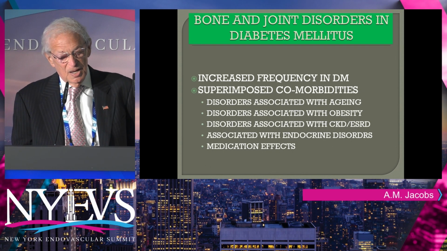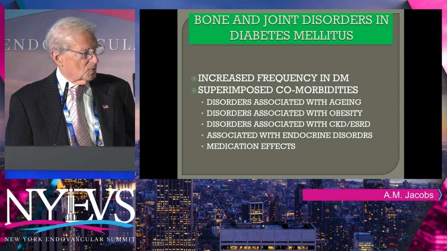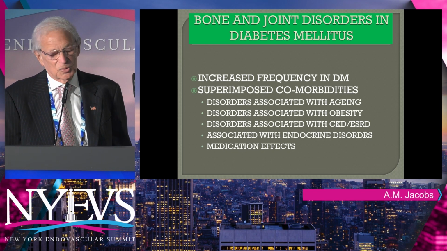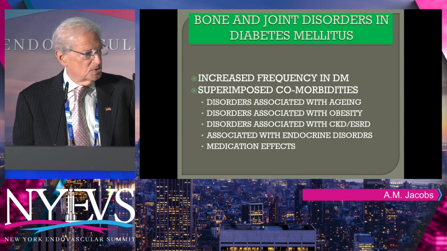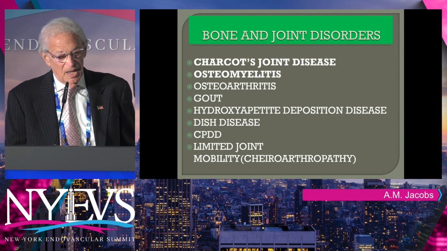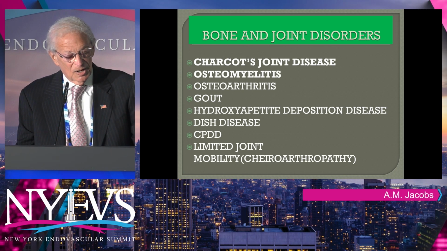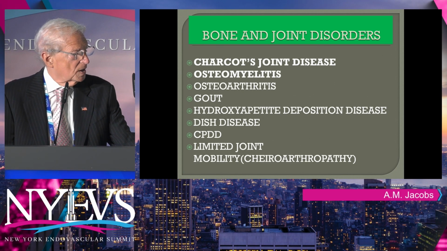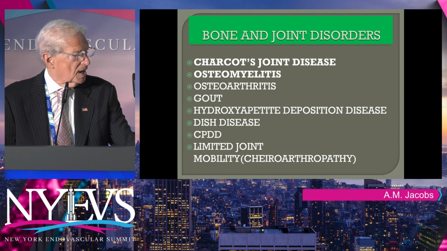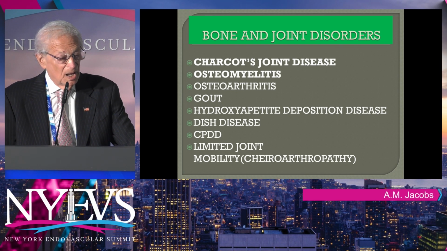So there are certain bone and joint disorders that we see that are more common in our diabetic patients. There are diseases that are more common in the diabetic, disorders more common with renal failure, disorders more common as we have aging, disorders more common in obese patients. And here's an example of some of them. We all know about Charcot's joint disease and osteomyelitis. Osteoarthritis occurs more commonly in patients that have diabetes, particularly the ones we're seeing who are older type 2s.